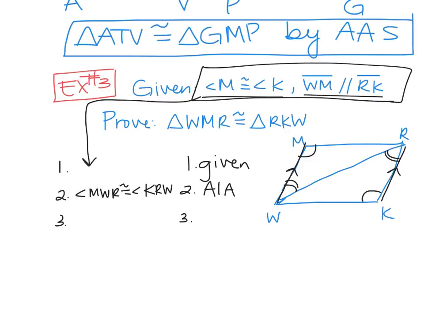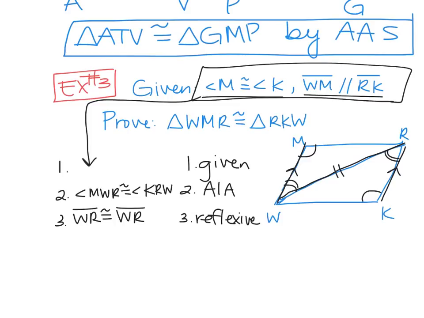WR, right? If you're looking at the top triangle, WR is this bottom side. If you're looking at the bottom triangle, it's that top side, but it's exactly the same side. So we would say WR is congruent to WR by what? That is the reflexive property.